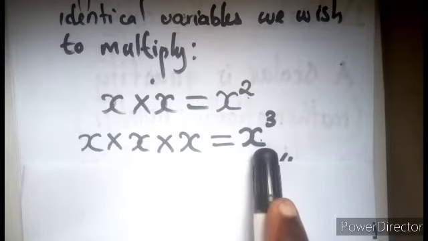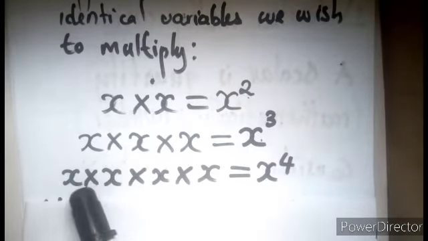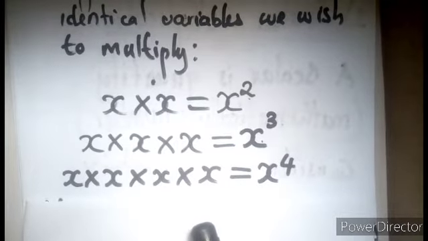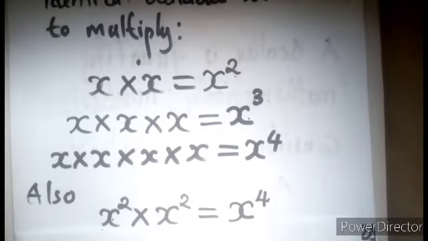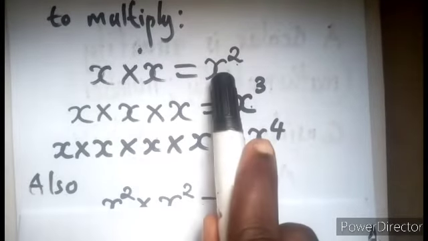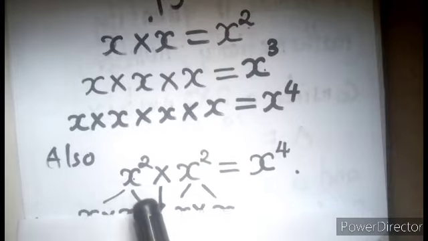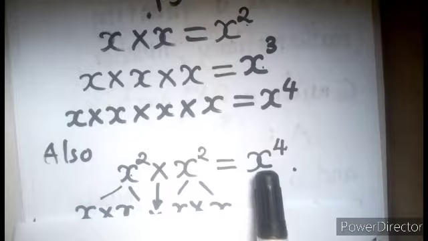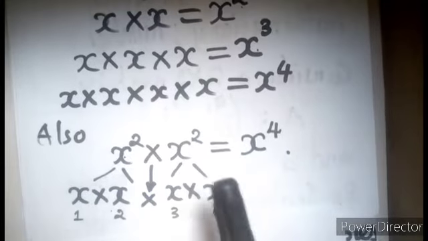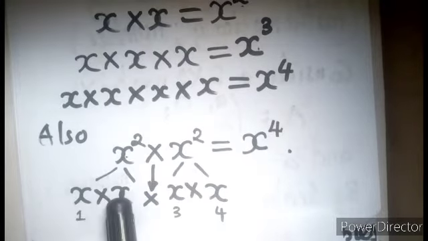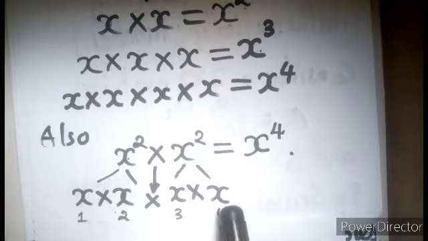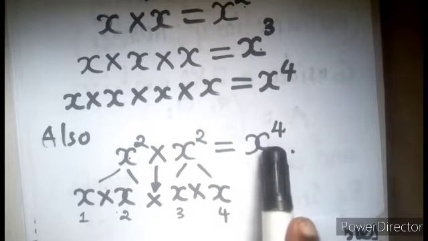We went further and showed that x times x times x times x is what? X to the power 4. Now we pick x squared with itself and multiplied the two to have x squared times x squared, and we got x to the power 4. Why x to the power 4? Because x squared itself is x times x, then this multiplication sign, and x squared is also x times x, and in total we have 4 x's. The reason why we have x raised to the power 4.